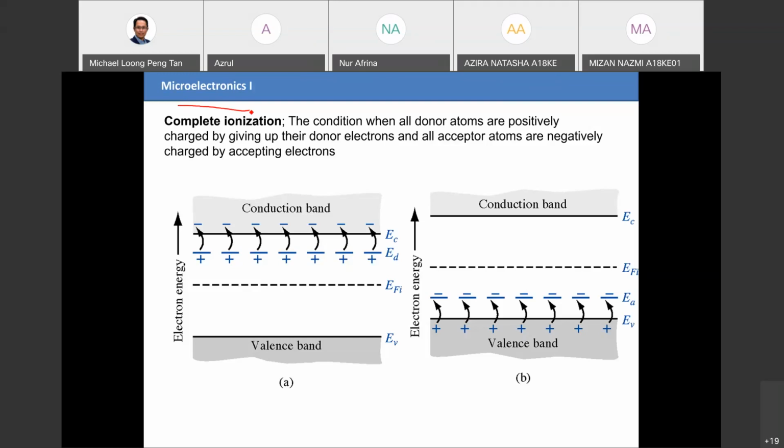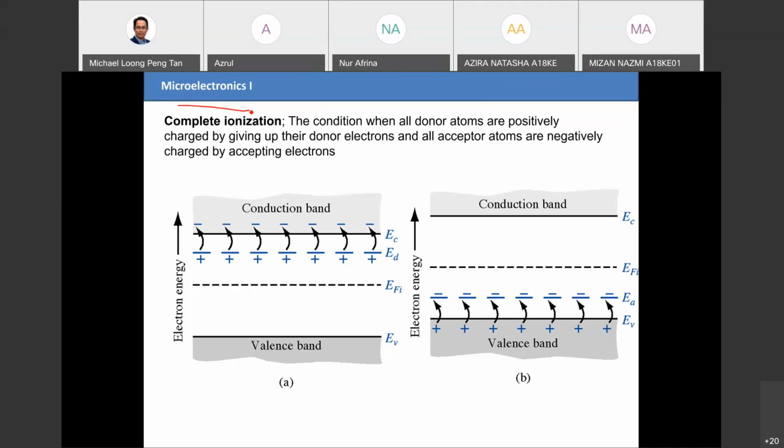It is a condition where all donor atoms are positively charged. You have to answer both sides: donor and then acceptor. Why positively charged? They give up their electron, the electron jumps to the conduction band, so now they are positively charged. And then you have to answer the other part. All acceptors are negatively charged by accepting electrons. Because they accept electrons, holes go down to the valence band. You can say something like that. But you must answer for both sides.